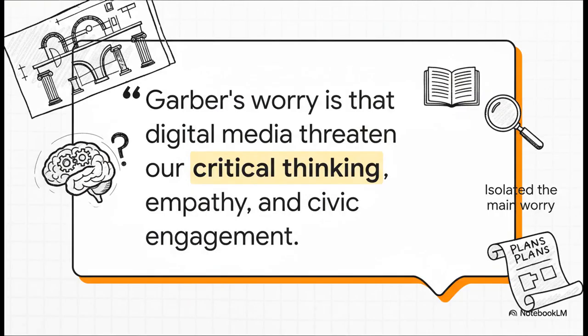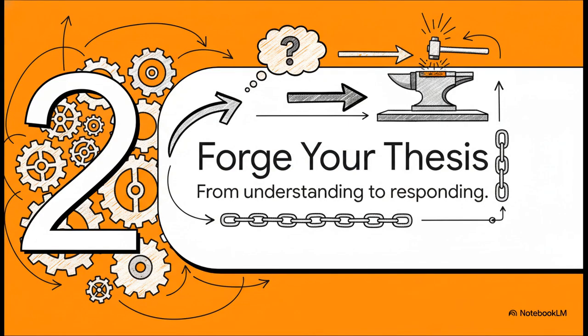So, for example, let's say you've deconstructed an article by an author named Garber. You might be able to boil down her entire argument into one single crystal clear sentence, just like this one. See how that captures her core worry? Finding the sentence is like finding the original blueprints to a building you're about to analyze. It's that important. Okay, so you've reverse engineered the source. You've taken it apart, you get it.